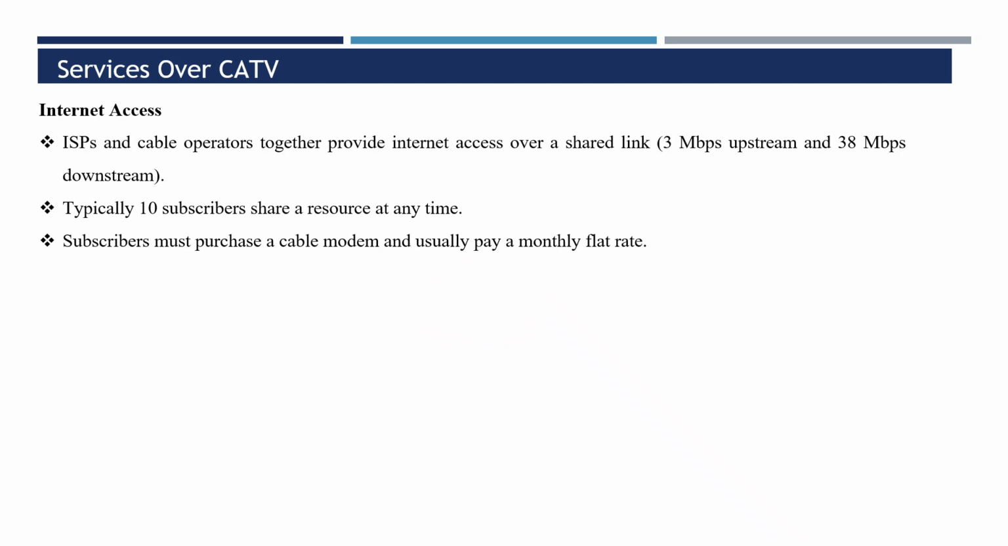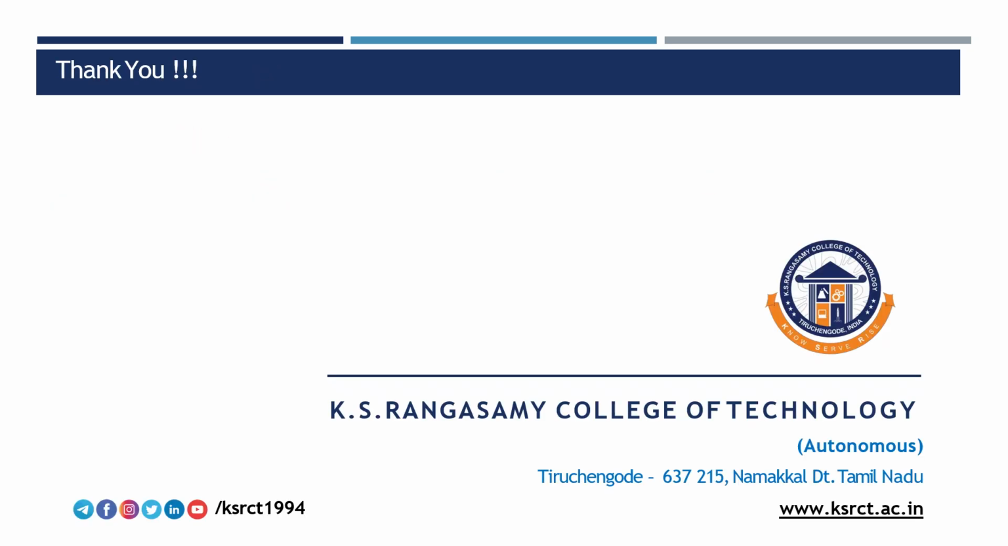For accessing the internet, we need 3 Mbps of upstream and 38 Mbps of downstream. At a time, 10 subscribers can share a resource, and that resource sharing will be based on fees on a monthly or yearly basis.